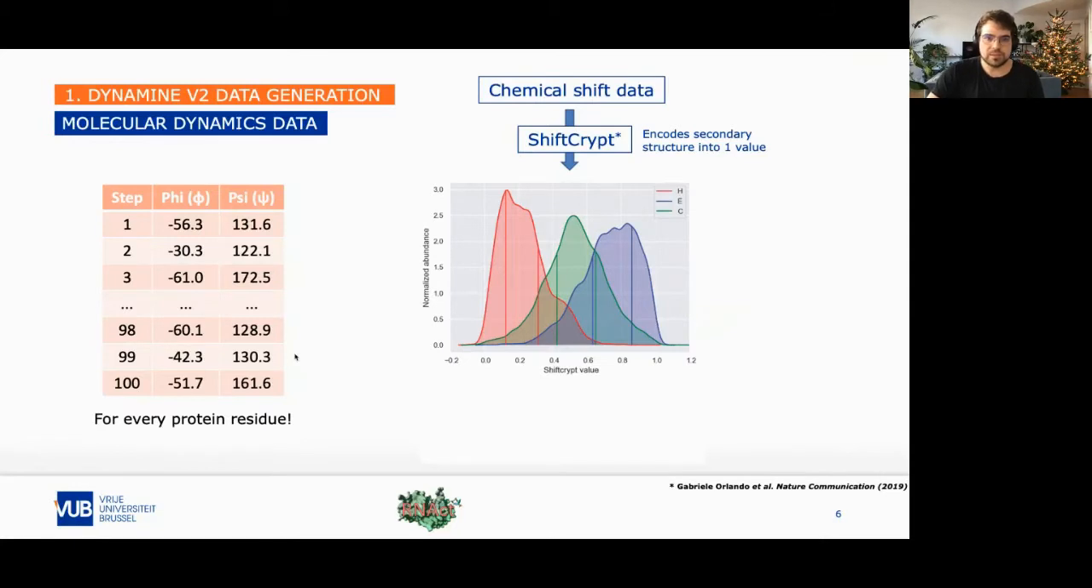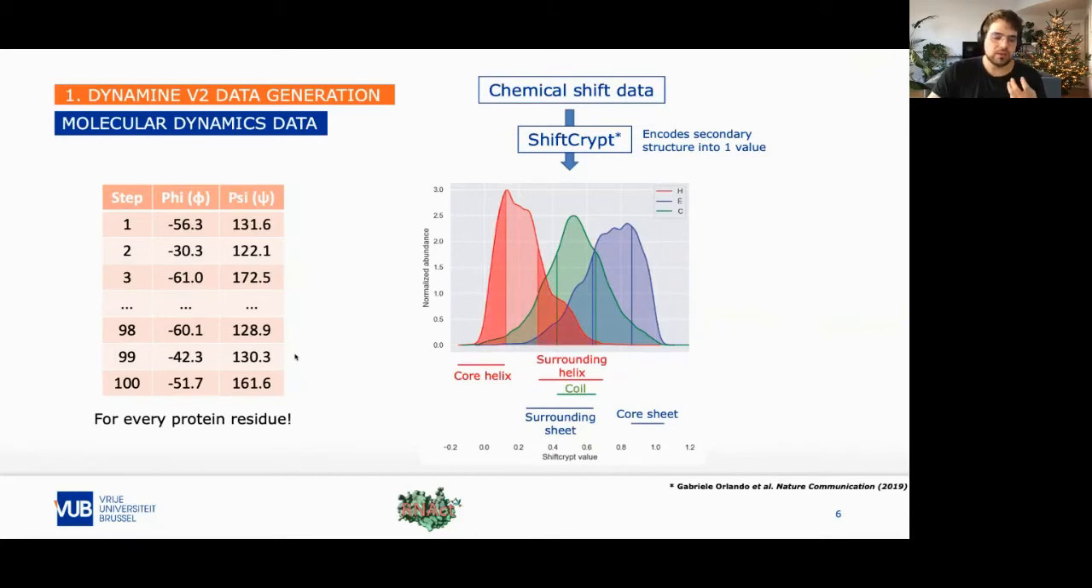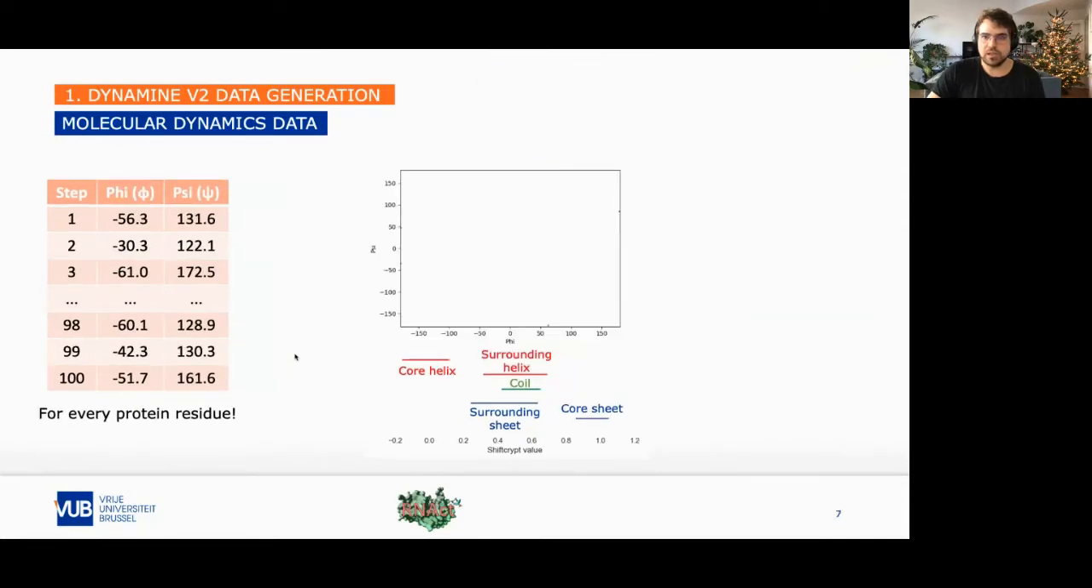From this ShiftCrypt value, we defined 5 regions. The first one is core helix, regions that are very clearly a helix. Then surrounding helix, which is mostly a helix, but not quite. Same goes for beta: you have core beta and surrounding beta, and finally coil. Then we took the phi and psi angles from these regions and mapped them onto a Ramachandran plot, and that way we defined different regions according to these 5 classifications.